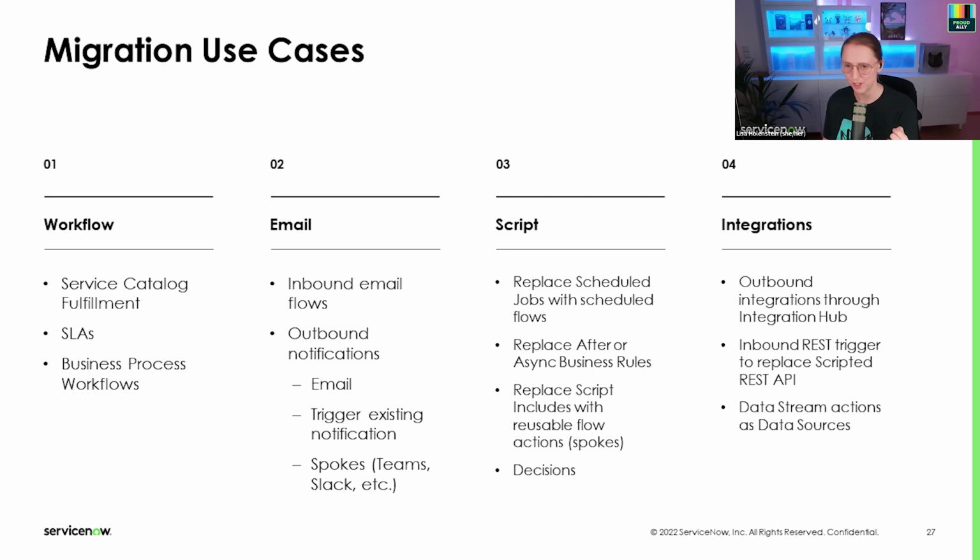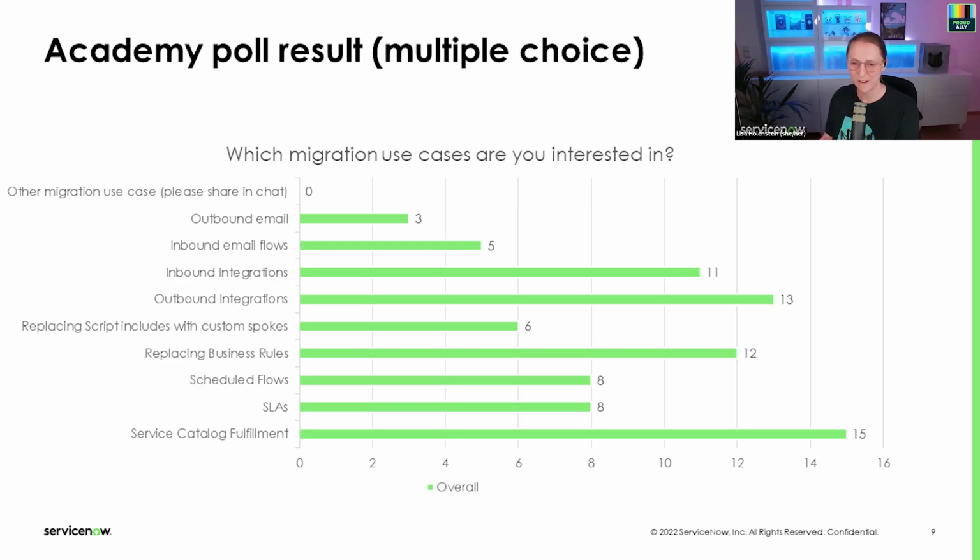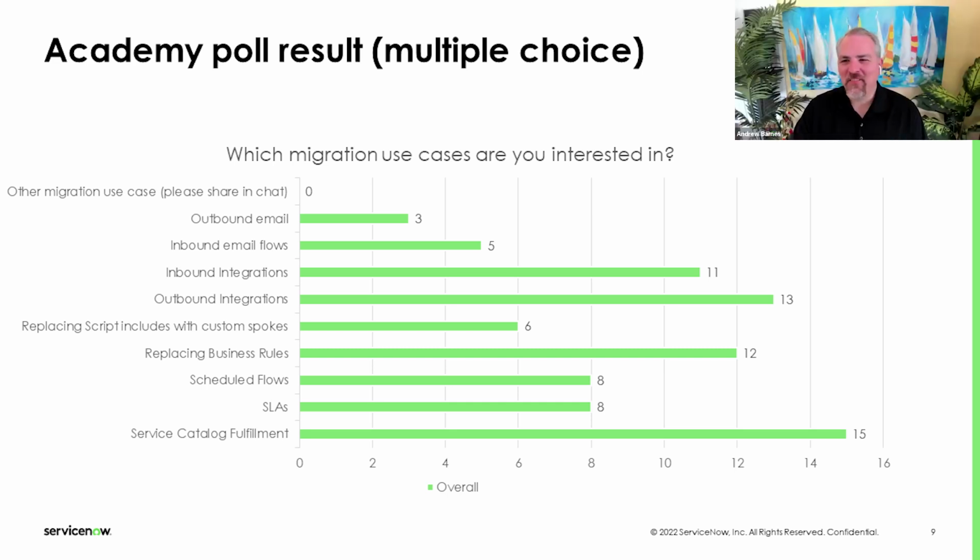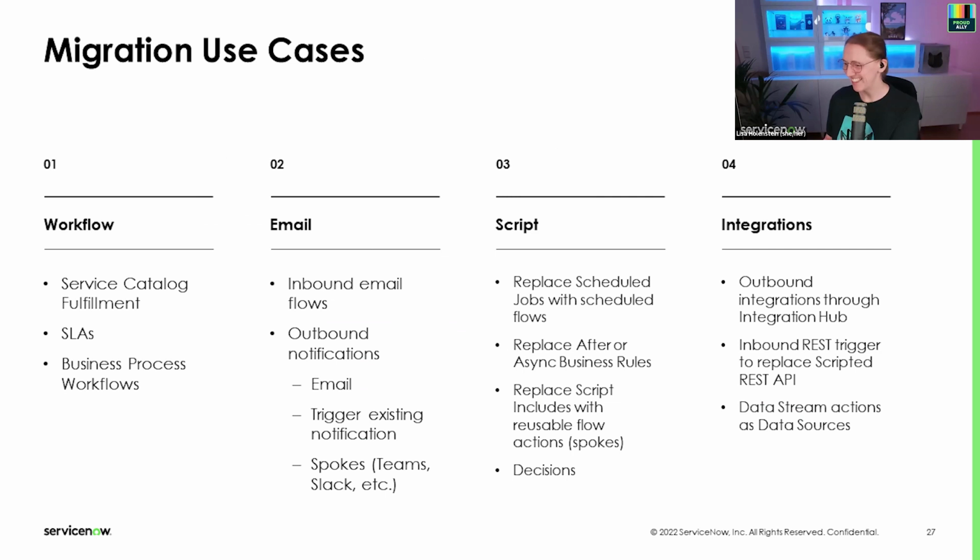What I failed to mention on the workflow part is I think the biggest part, and the poll will probably show that too, the biggest part is service catalog fulfillment. And yes, thank you. The poll absolutely confirms it: 80% of people want to see service catalog fulfillment topics. So our assumption was right. I'm very glad. It's always nice to get a little validation.